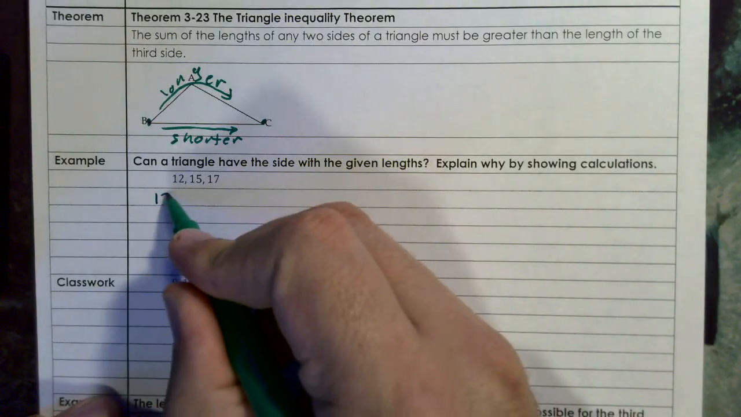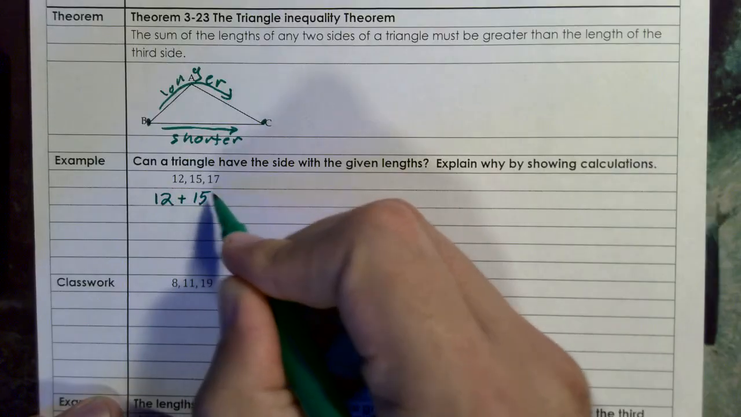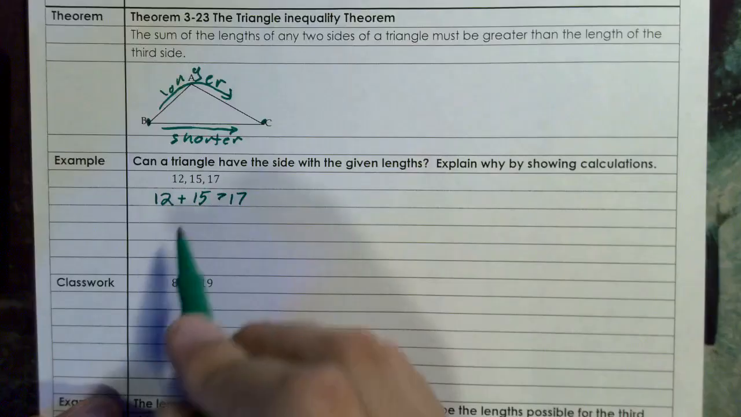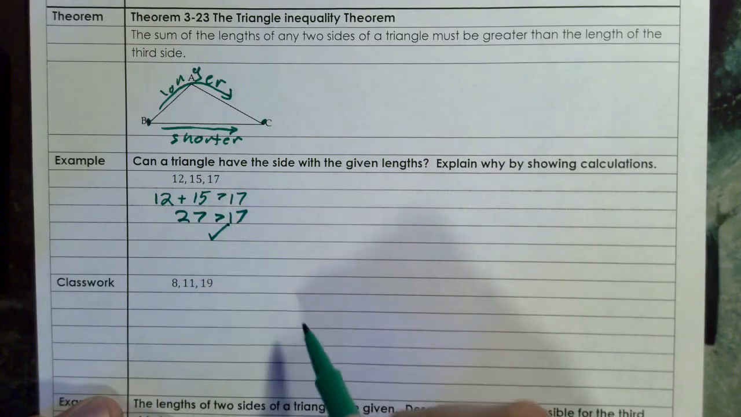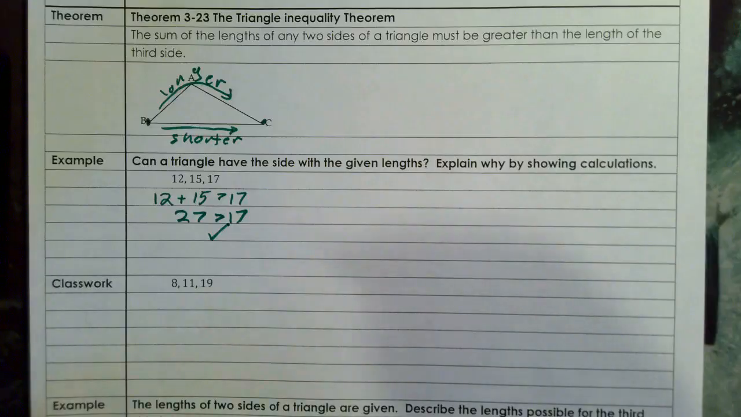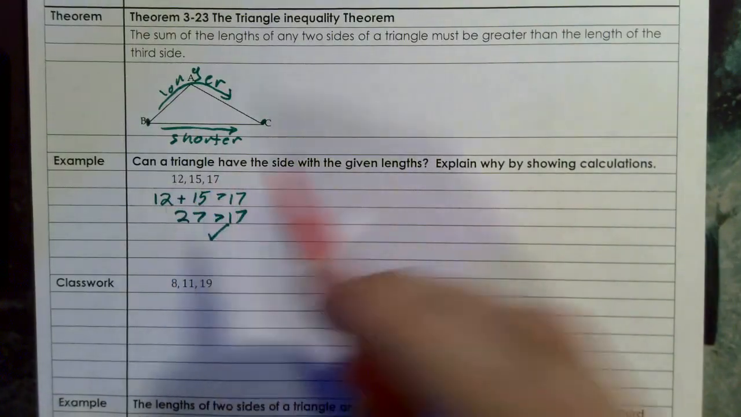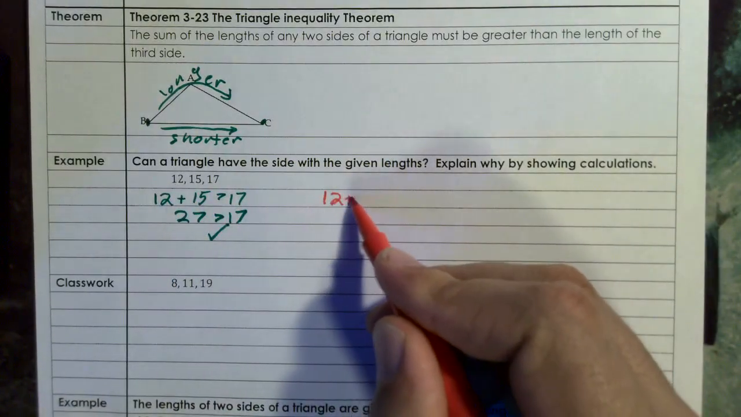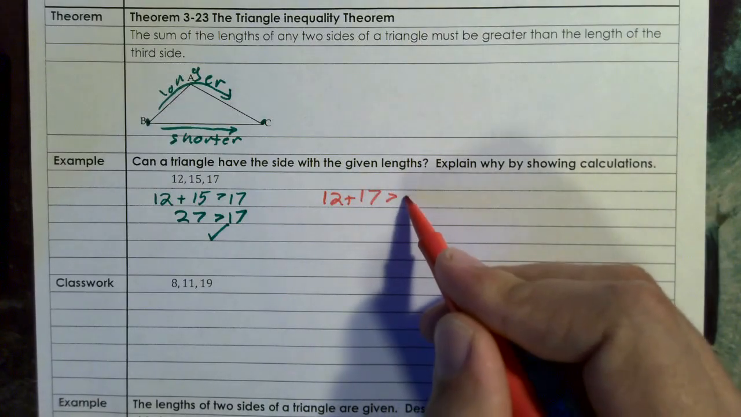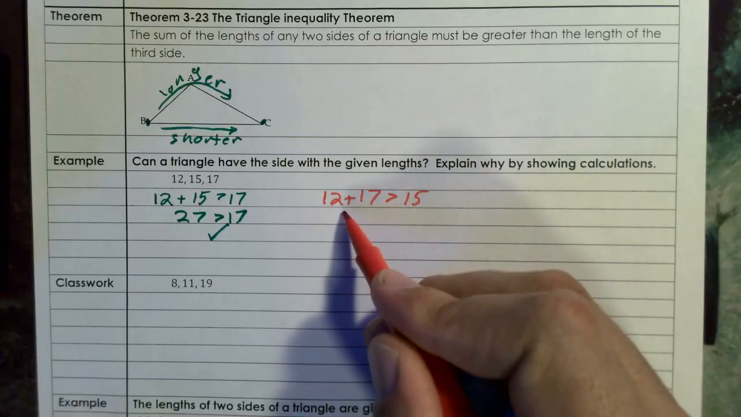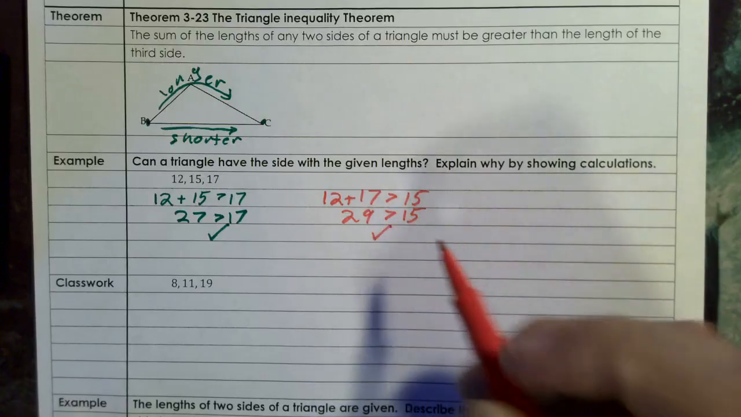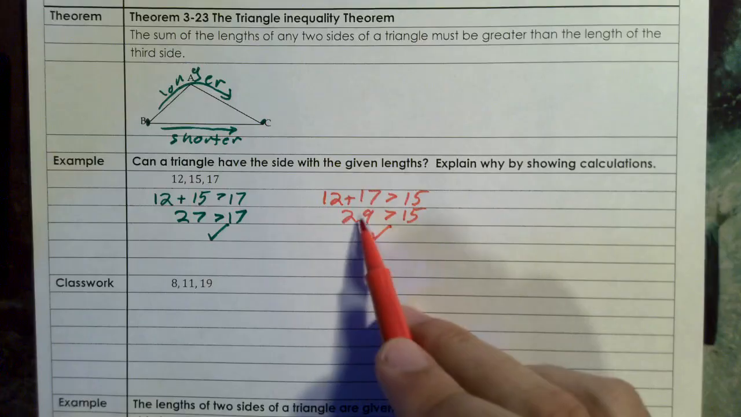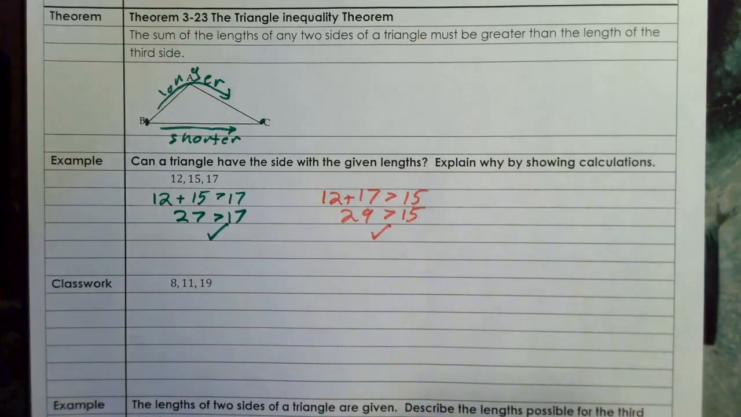So maybe we start with checking, is 12 plus 15 bigger than 17? Well, that's 27, which is bigger than 17, so yes, that one works. Now we try the next pair, 12 and 17 maybe. So 12 plus 17, is that bigger than 15? Well, that is 29, which is greater than 15. Yep, that works. If I had gotten like 9 over here, that wouldn't have worked, and then I wouldn't have been able to have a triangle.